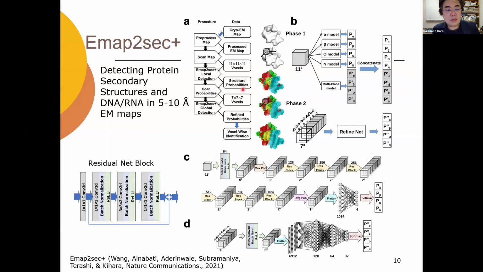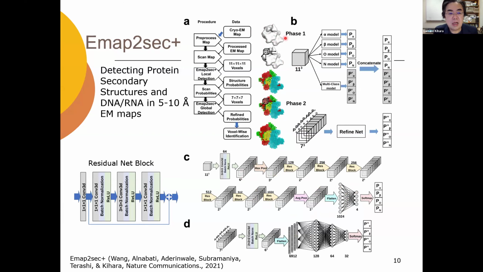So the previous EMAP2-seq method is only for detecting proteins, but you can also detect DNA or RNA in the CryoEM map. So this is the updated version of EMAP2-seq, which is called EMAP2-seq Plus. This method will also detect the DNA or RNA in the map. The idea is the same, although the details of the neural network, the deep learning, are a bit more advanced. But the idea is the same.